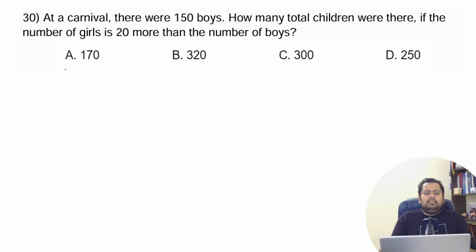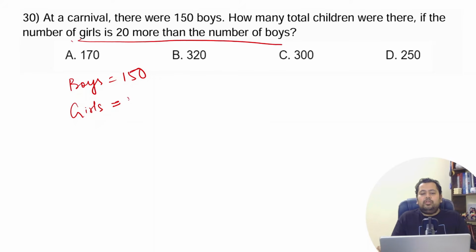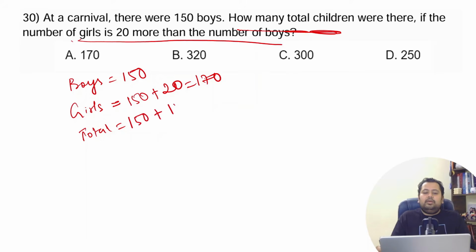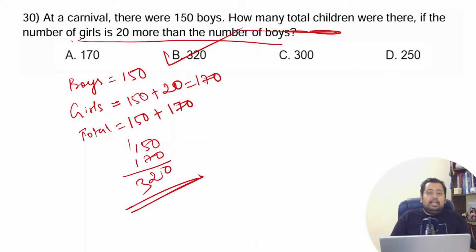Great. I think pretty easy. So it has been given that there were 150 boys, right? How many girls were there? We know the number of girls is 20 more than the number of boys. So it would be 150 plus 20, which will become 170. Now, how many total children were there? Total would be how much? It will be 150 plus 170, right? If I do this addition, it will come out to be 320. Option number B is the correct answer.